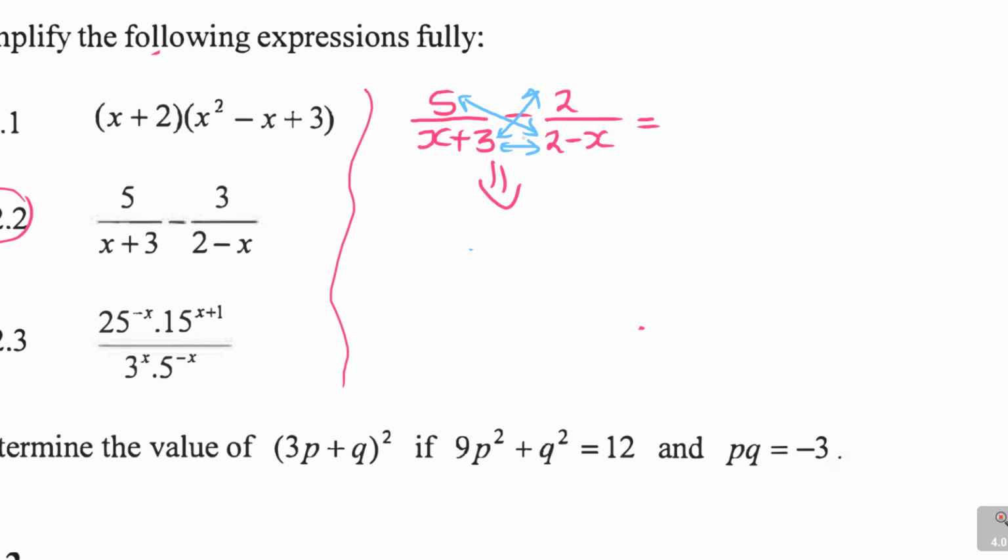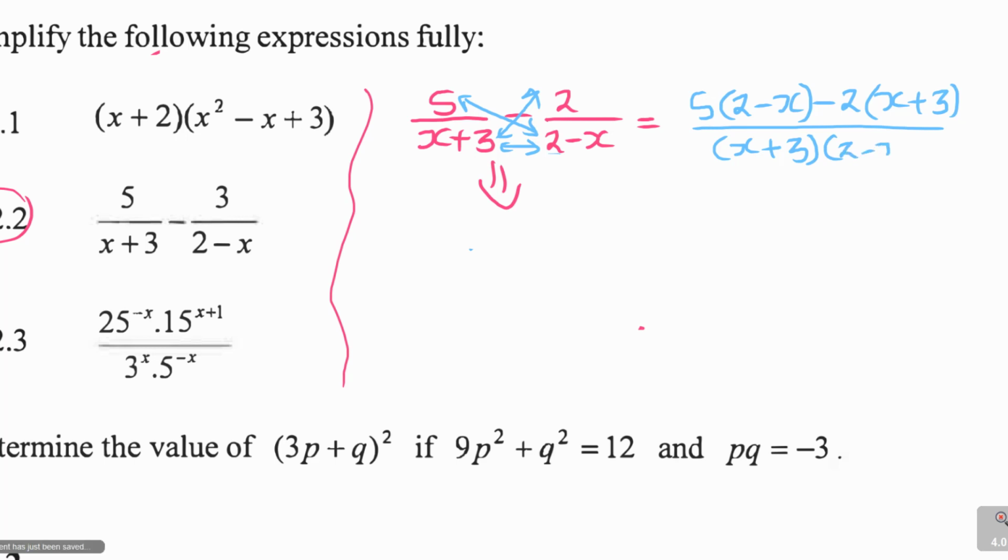Let's use that. So let's multiply the top, which is 5. Now when you multiply with the bottom, you put a bracket because of that minus there. And then you have minus 2, multiplying the bottom again, put a bracket because of that plus there. Do you see what I'm doing? Divided by, now you multiply both, which is brackets, x plus 3 and 2 minus x.